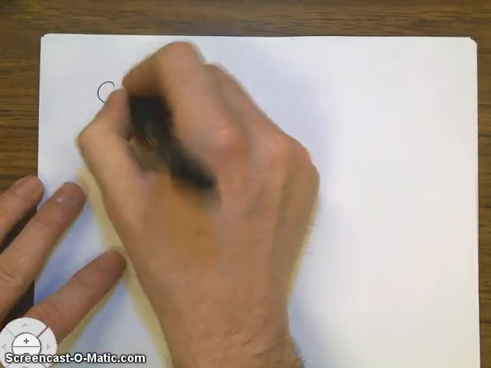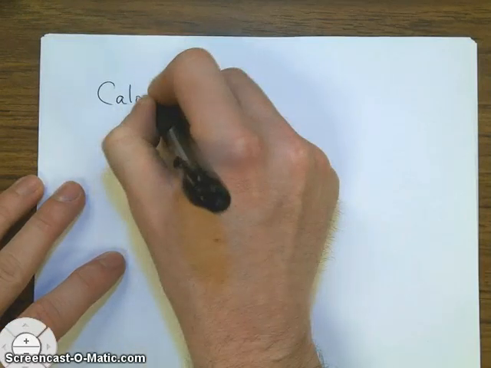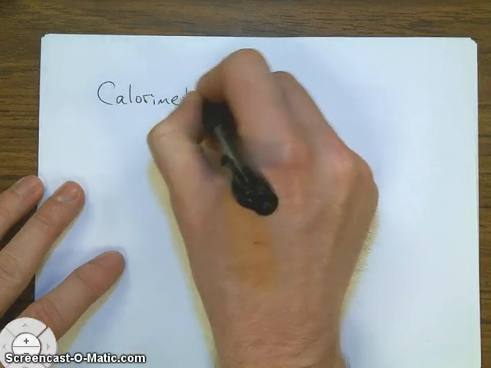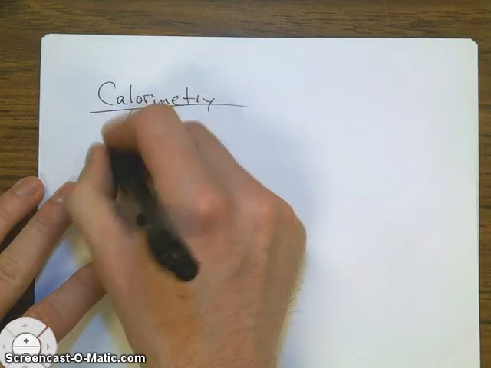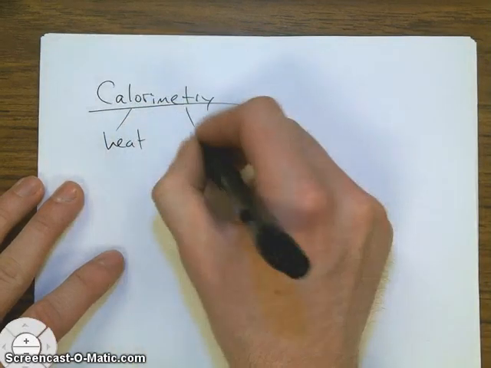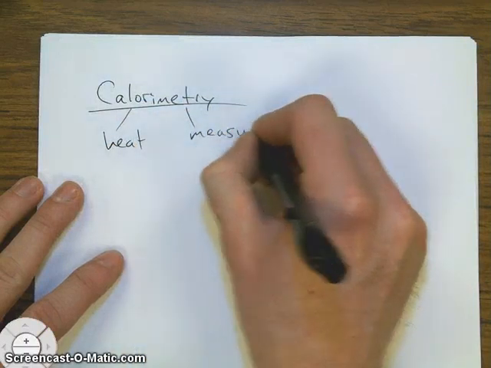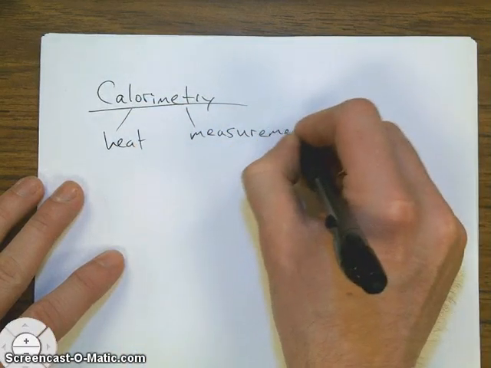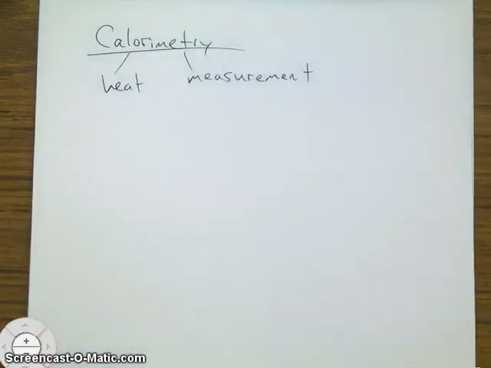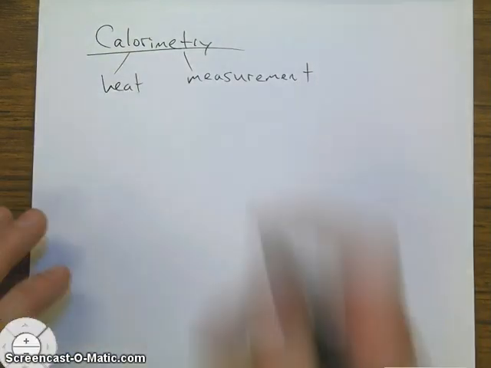All right, this is going to be an example of how to deal with calorimetry calculations. Calorimetry is easy to understand in the respect that calor means heat and metry means measurement. So we're really studying heat measurement. Now, one of the classic ways that we study heat measurement is with a device called a calorimeter.